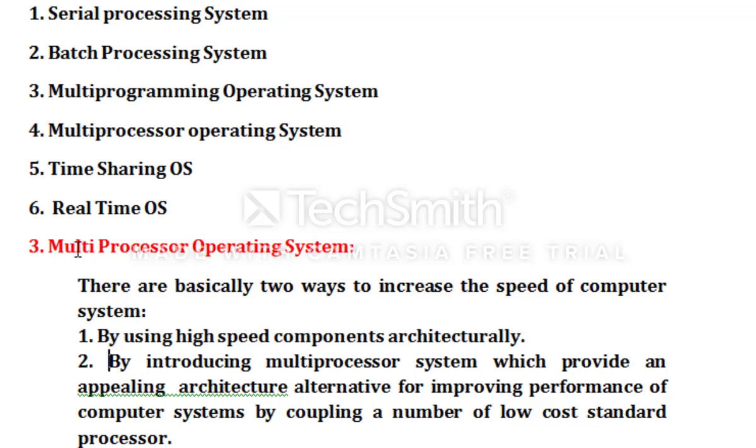So multiprocessor, as the name suggests, means multiple processors in one computer system, and it is not mandatory. We can have different computer systems individually, each with its own processor, and all computers connected to each other. That can also form a multiprocessor operating system environment. So there are two ways to increase the speed of a computer system: by using high speed components, changing the architecture, and by introducing a multiprocessor system, coupling a number of low cost standard processors.